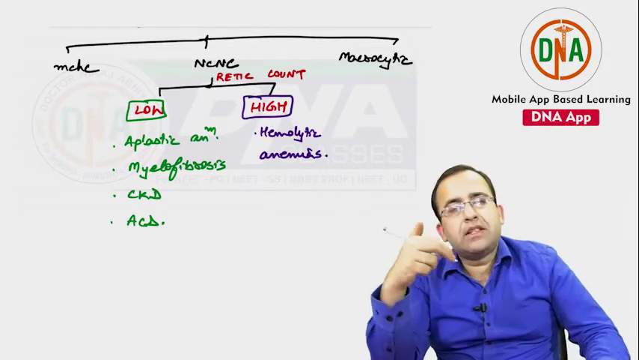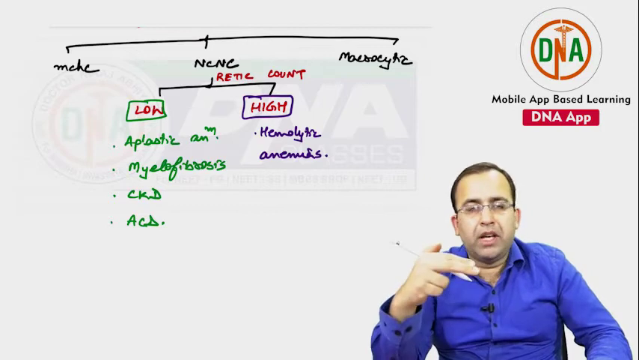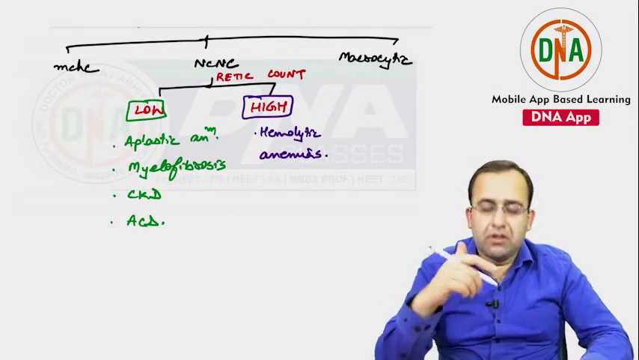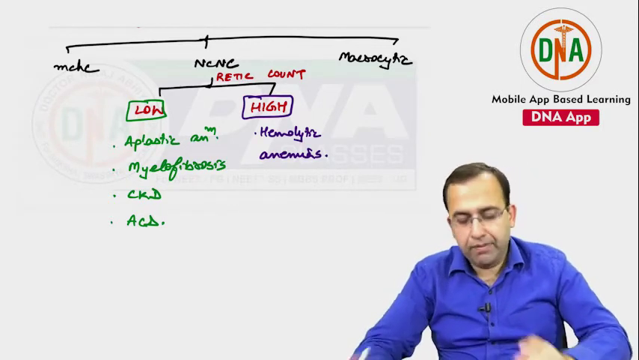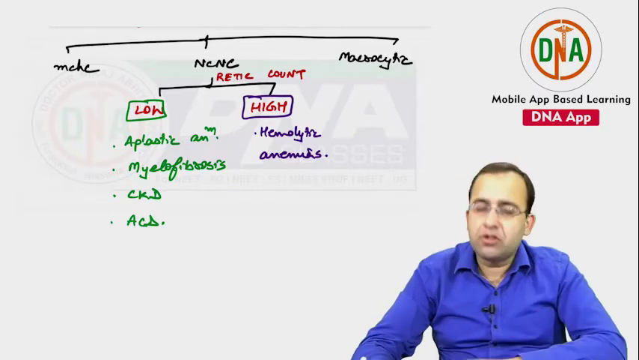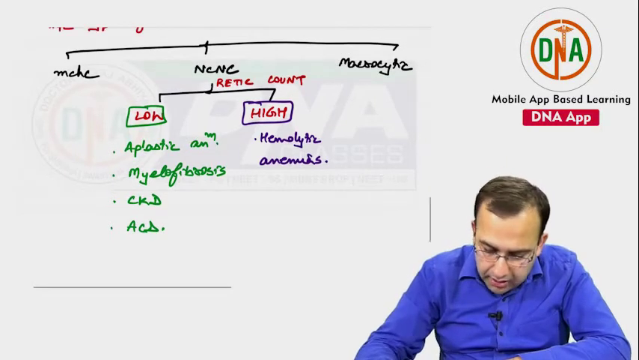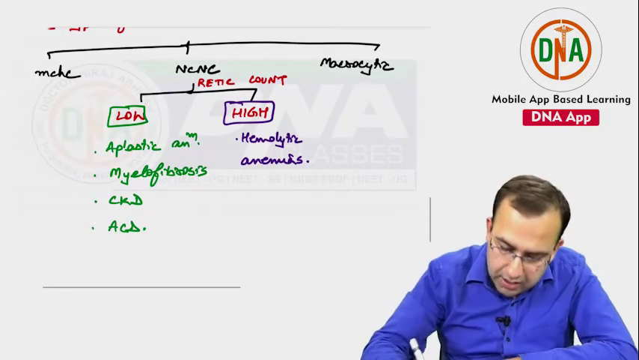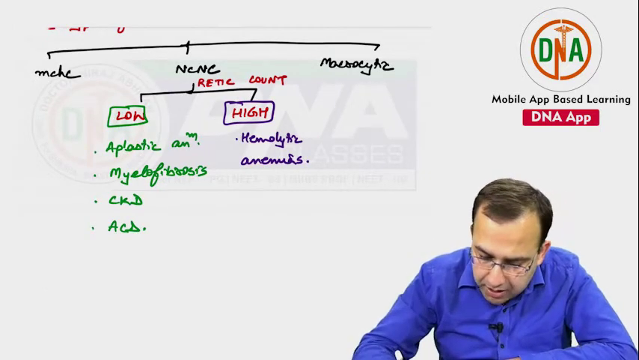So this is the same list, normocytic normochromic anemia. We divided it on the basis of retic count, low versus high. Just nutritional anemias is not there in this list. And lastly, the last is macrocytic anemias.